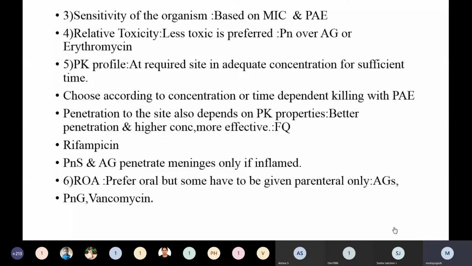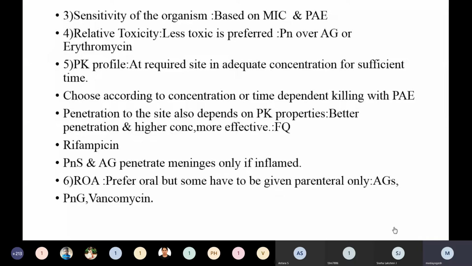Next is the drugs like penicillins and aminoglycosides, they do not penetrate normal meninges. They'll penetrate only when the meninges are inflamed. So if there is meningitis, you can use penicillins and aminoglycosides. Otherwise, in normal patients, they do not penetrate meninges.